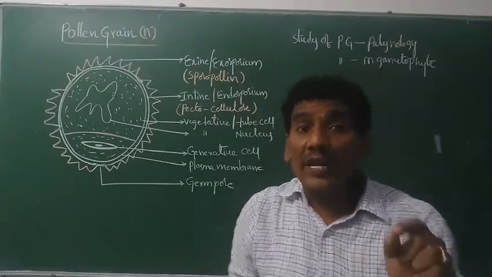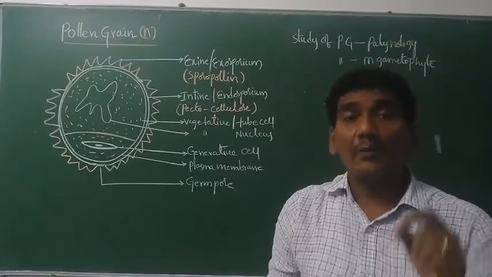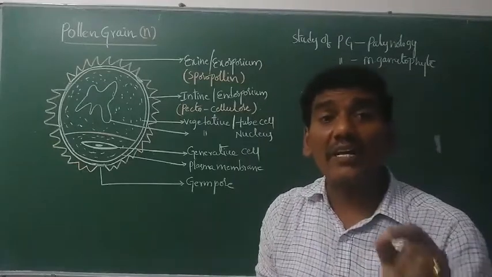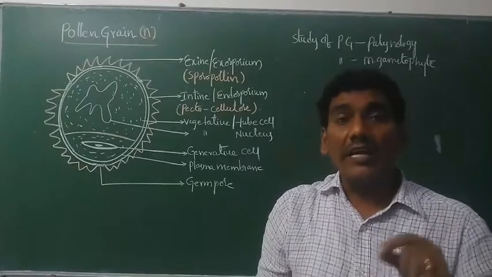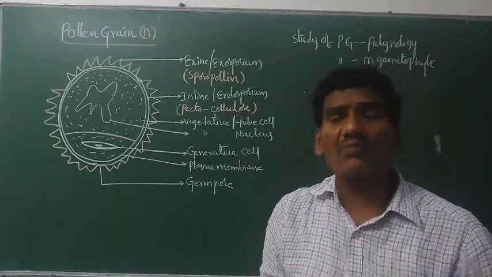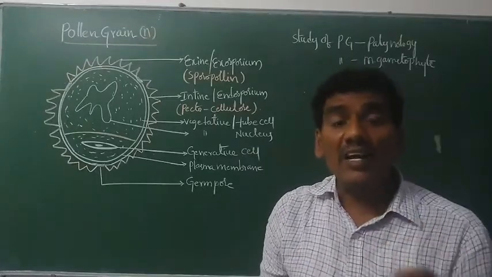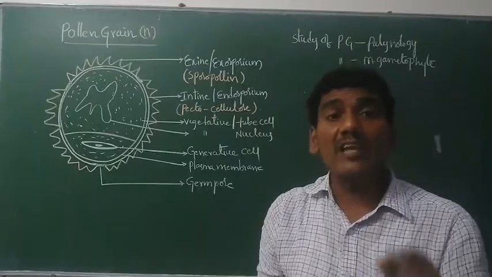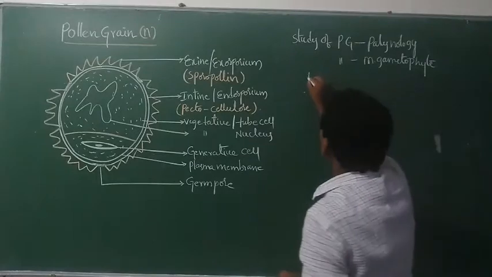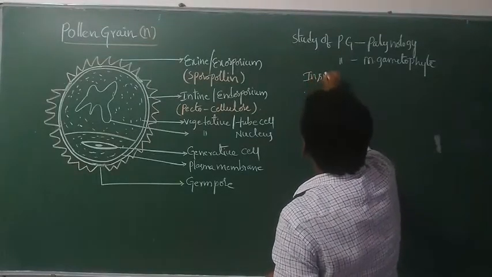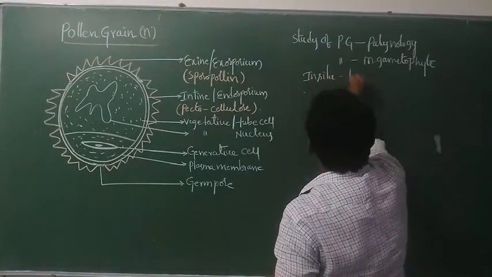Development of the pollen grains starts before dehiscence of the anther. The development of the pollen grain inside the microsporangium, or inside the pollen sac, is also known as in-situ development.